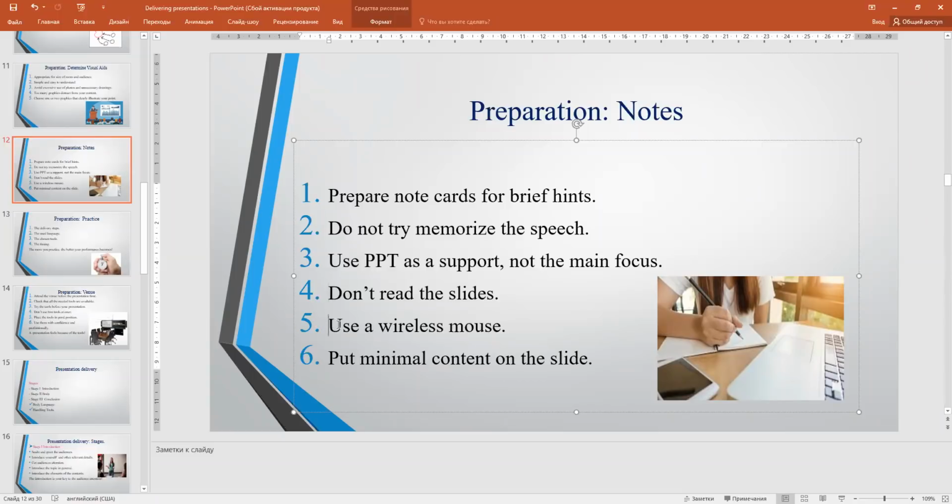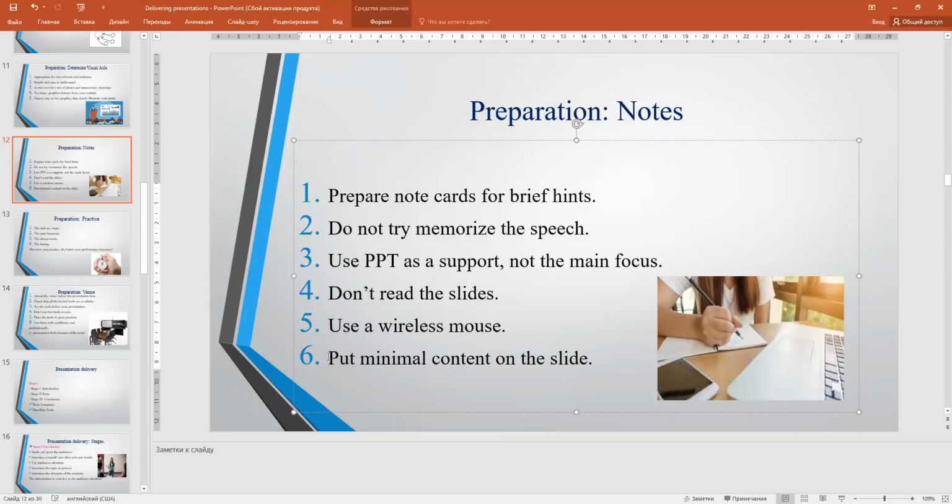And also in the fifth step, you can see use a wireless mouse. From real life and experience, you can see the majority of the presenters use their wireless devices so that they can turn to the next slides and also refer to specific slides. So especially in TED Talks, you can see the speakers use a special device so that they can present a specific part of their presentation.